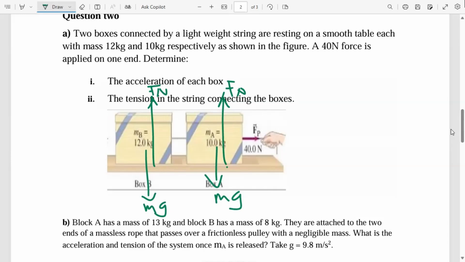So what are we going to do? If you pull one box with a particular force, the acceleration of these two boxes will be the same, which means they are sharing the same acceleration. And the tension in this string that is connecting the boxes is also going to be the same, which means they are also sharing the same tension. So we can draw these free body diagrams individually.